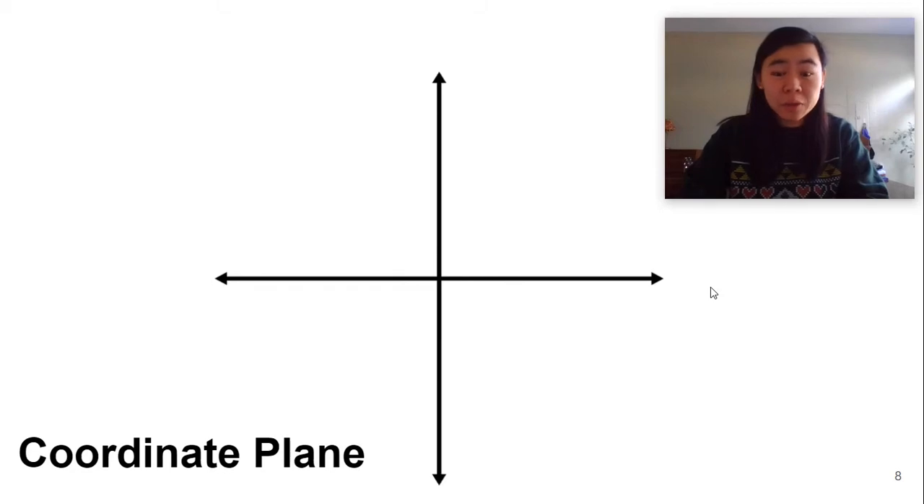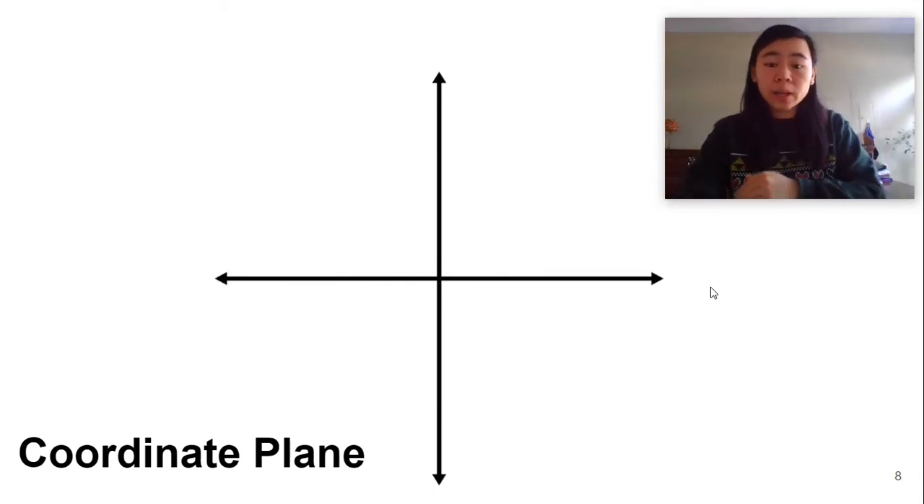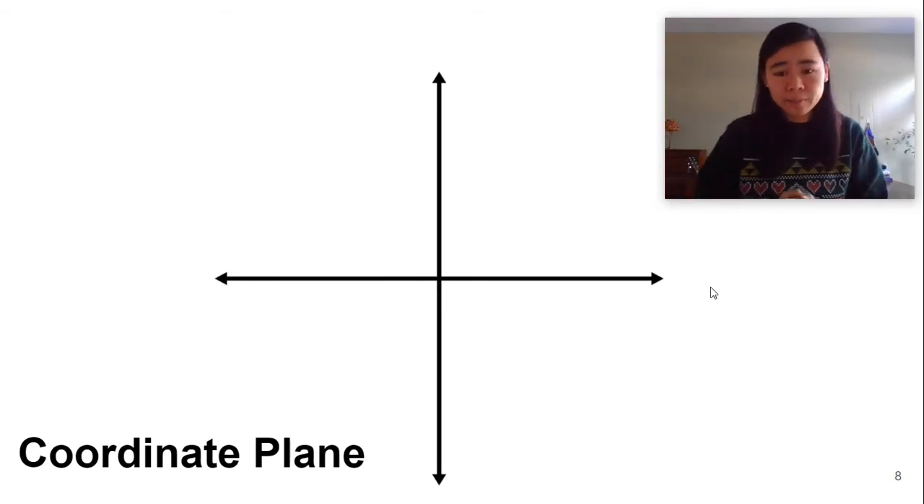Hey guys, this video is all about the coordinate plane. So this is a coordinate plane, and there's no numbers on it right now, but normally there are numbers, and it really looks like two number lines, a number line that goes straight across like we normally see, and then a number line going up and down.